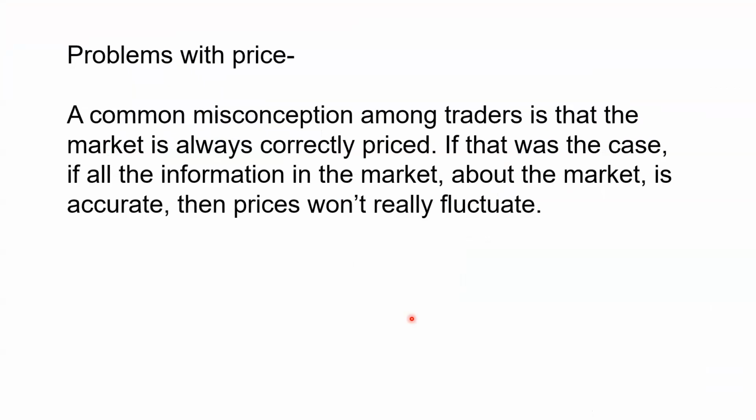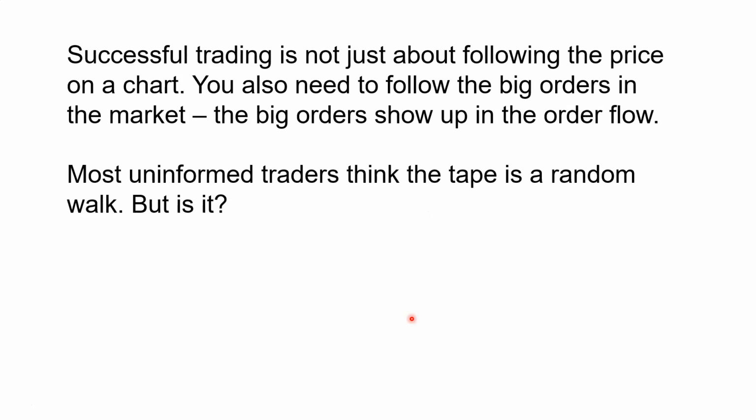So a common misconception among traders is that the market is always correctly priced. It sort of goes back to the random walk theory and all the information being disseminated in the market. But if that was the case, if all the information was in the market and it was accurate, prices aren't going to move, right? The market's not going to move. It's going to be very boring. The market's going to stay 5 bid at 6 all day. Maybe it trades 7, maybe it trades 4, but it's just not going to move.